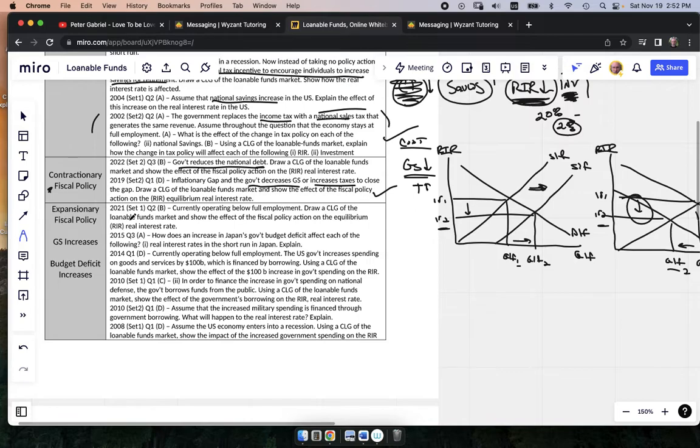Expansionary fiscal policy is the opposite, right? Currently operating below full employment. We're in a recession, and show the effect of fiscal policy action on the equilibrium real interest rate. Government must be spending more because we're in a recession. If the government is spending, my question to you would be, where are they getting their money from?